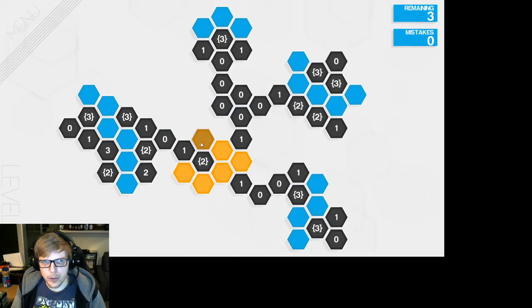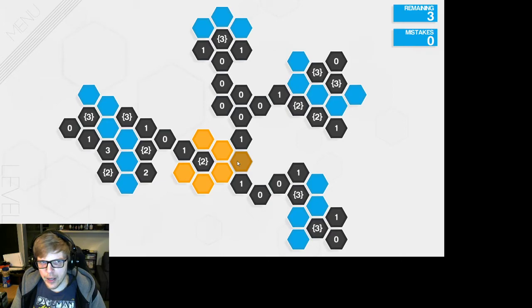If this hex is blue, then because this is a curly braces 2, this hex would also be blue. So these 2 would be blue, and since it's a 2, these 3 would be black. Okay? So these 2 would be blue, and these 3 would be black. Now, because this hex is black, this 1 would force this hex to be blue.